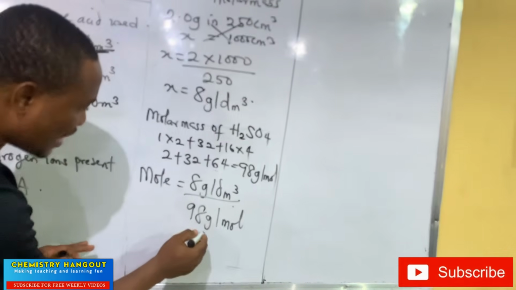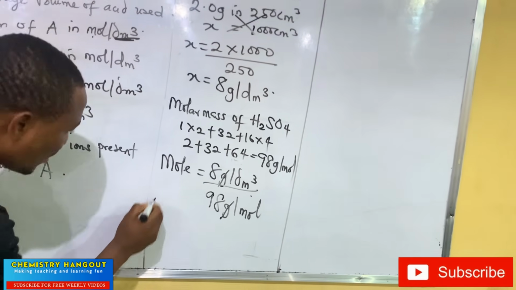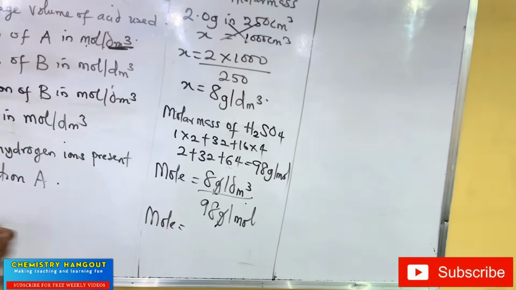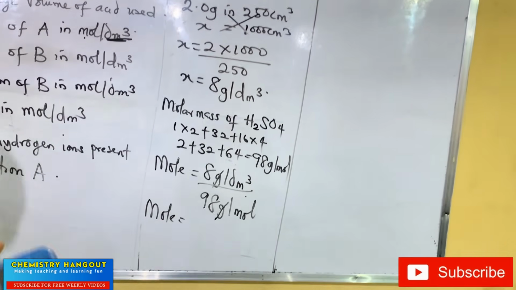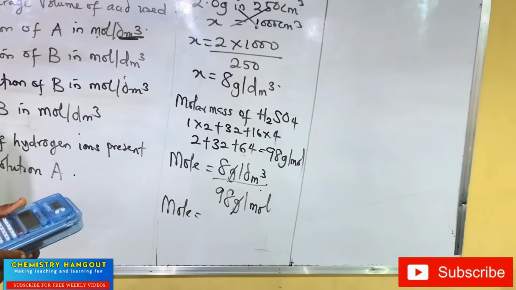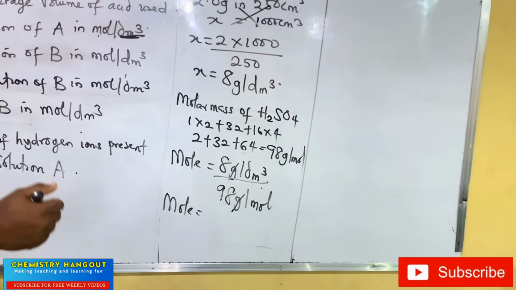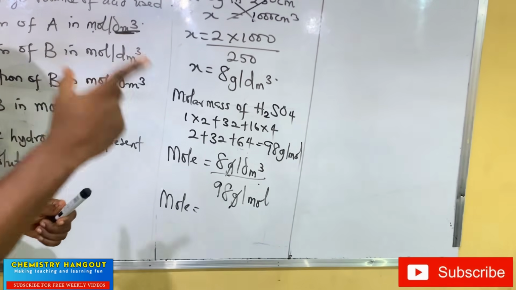So look at it now. Gram will cancel gram. Did you see what is remaining? That's all. So we have our mole. So let's use our calculator now. 8 divide 98. That's 0.0816. Did you remember what I told you about 3 significant figures?